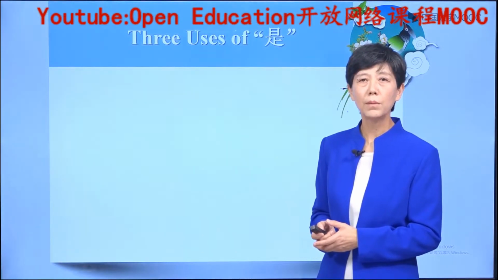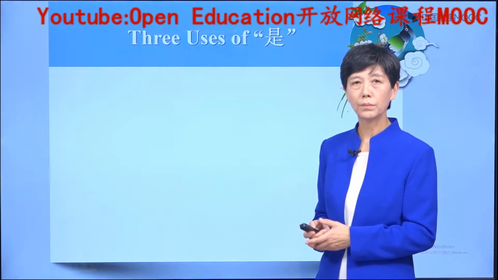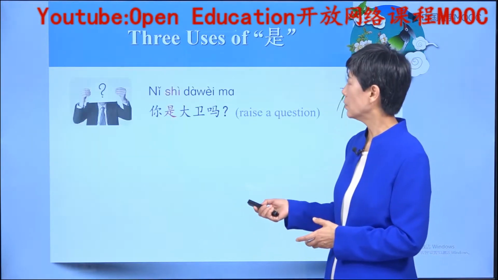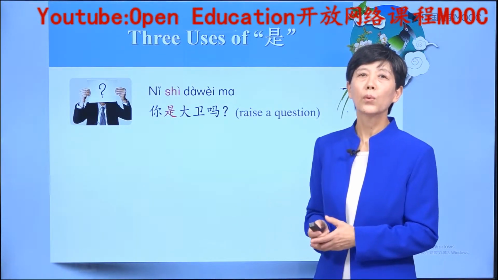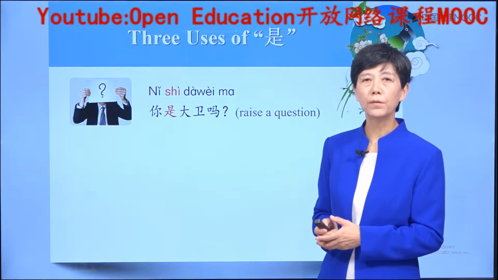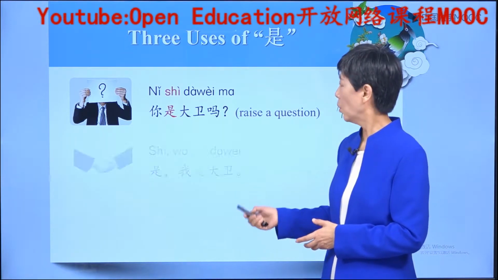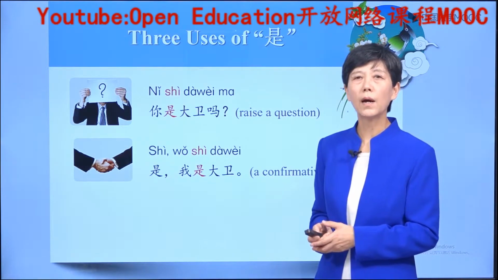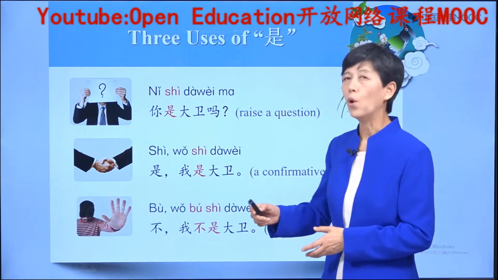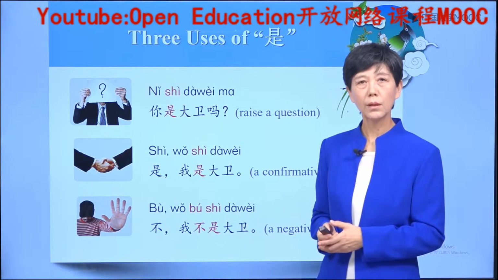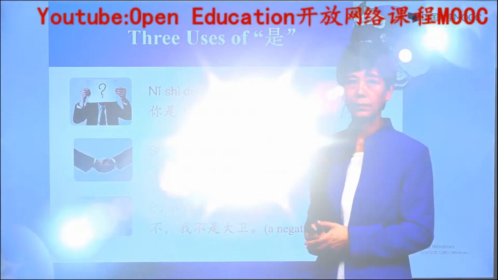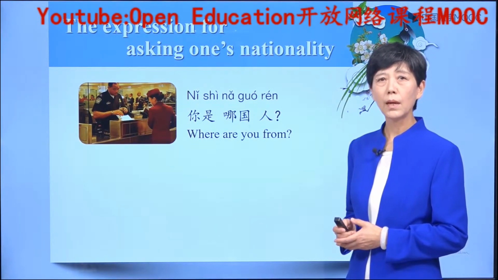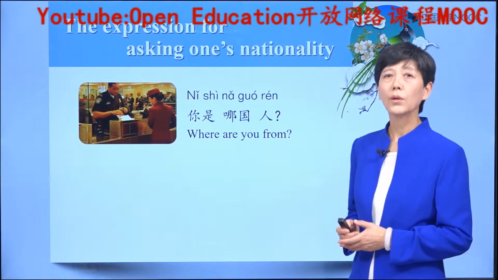Now let us summarize the pattern 是. We raise a question with the sentence 你是大卫吗? We answer the question with a confirmative answer 是，我是大卫. We answer the question with a negative answer 不，我不是大卫. See, you got it. Do you remember the sentence 你叫什么名字? That we discussed before. Good.